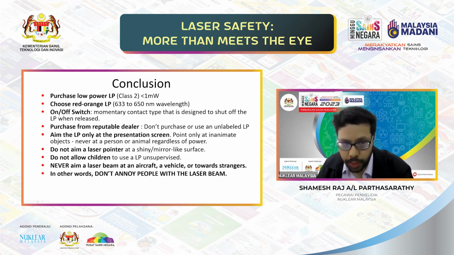The next is you need to have an on and off switch, right? Meaning not a permanently on type of laser pointer, like a torchlight. It can only be turned on if you press, and the moment you remove your thumb or finger, it will automatically turn off. You need to purchase that type of laser pointer. Fourth, you need to purchase from a reputable dealer. Don't purchase or use an unlabeled laser pointer.